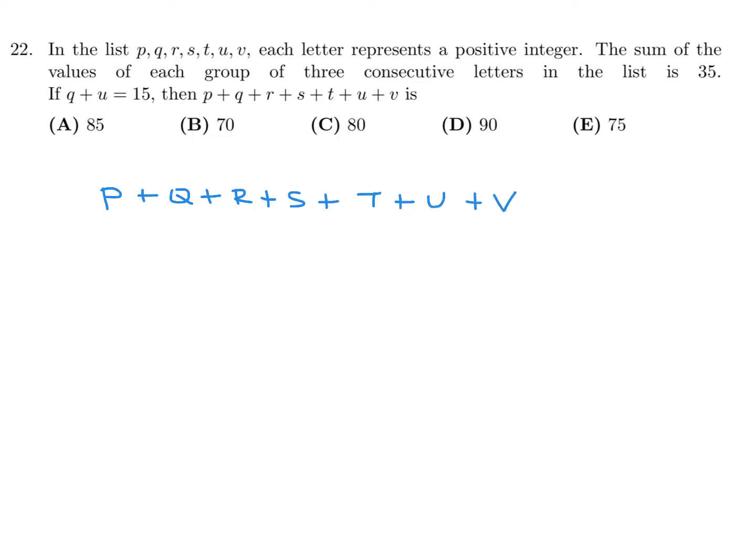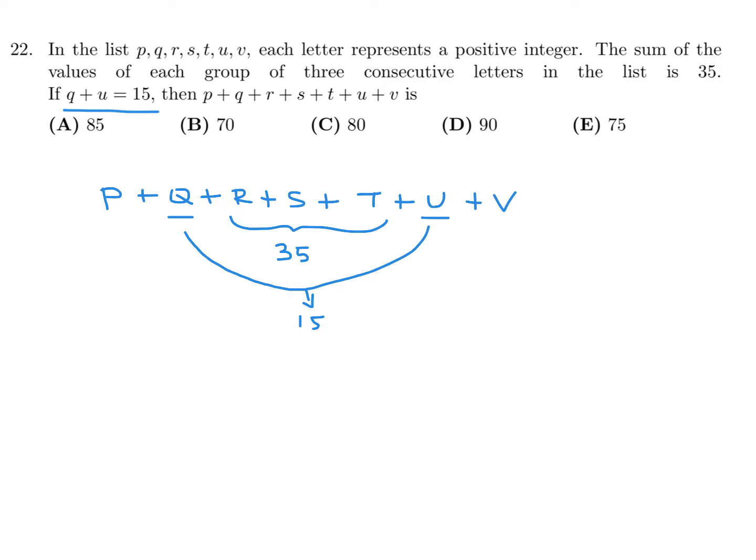Okay, so how do we approach this here? Interesting. Oh boy. Okay, well, any 3 letters that are consecutive will add up to 35. So that's going to be 35, right? Yeah. And then Q plus U, they told me that that's 15. So those two are 15.